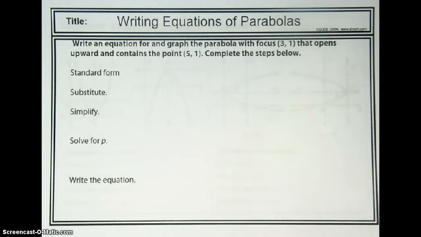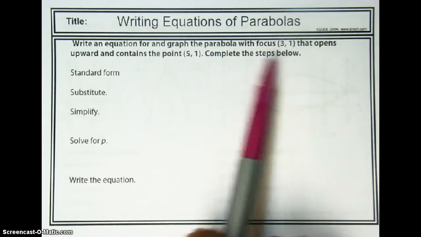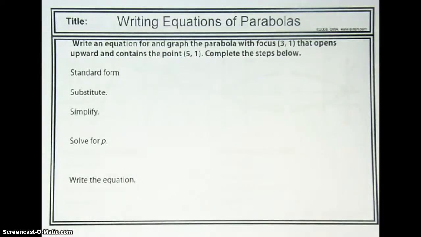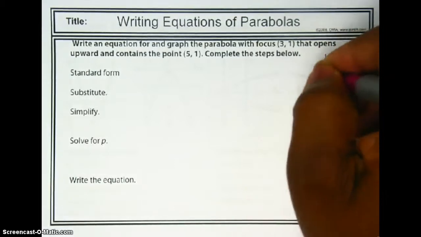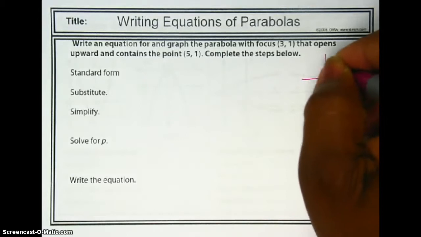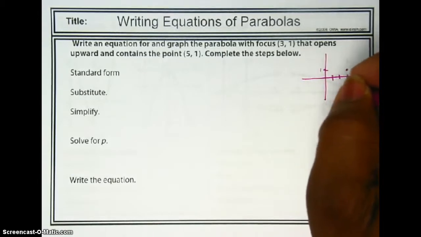Now that you have your paper, you can follow along with me as I go through this example. We want to write the equation for and then graph the parabola that has a focus of (3, 1). It opens upward and it contains the point (5, 1), and we want to complete those steps below. I'm just going to make a really quick sketch over here of what we're after. We know that the focus is at (3, 1), and we know that this parabola opens upward.